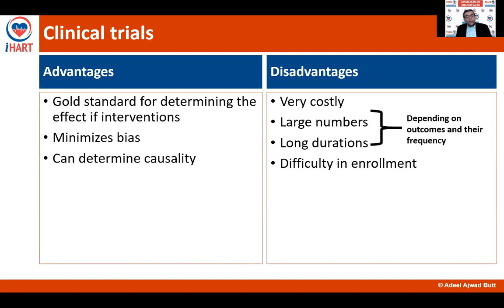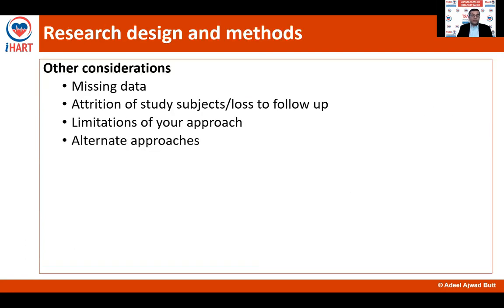Clinical trials are at the top of the evidence chain in clinical studies. The advantages are that these are the gold standard for determining effect of interventions. They minimize the bias because you balance the two groups right up front, and they can determine causality. The disadvantages are that they're very, very costly to run, and you may require large numbers and long durations depending on what outcome you're looking at and the frequency of the outcomes. And you may encounter difficulty in enrollment, but the cost and time involved is the most important limitation of this type of studies.